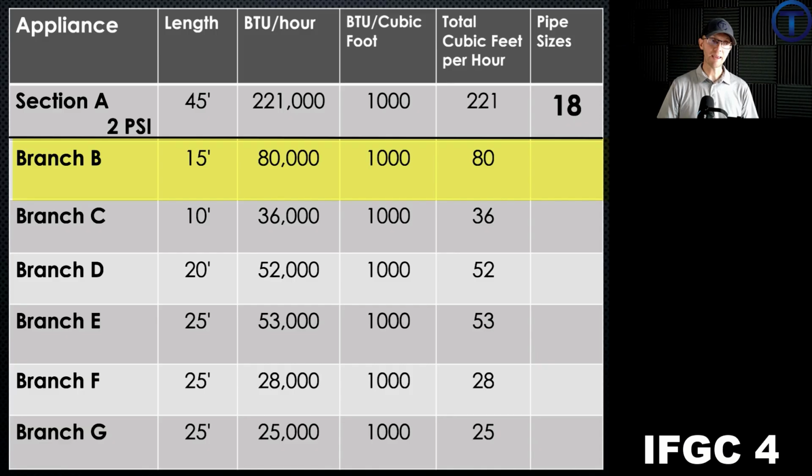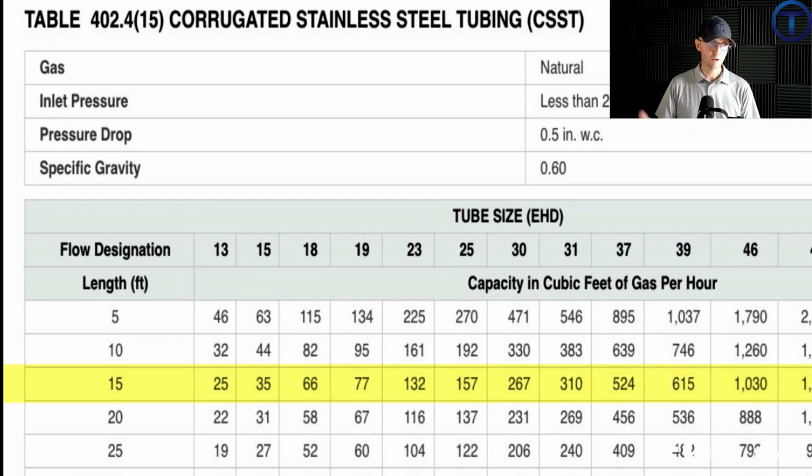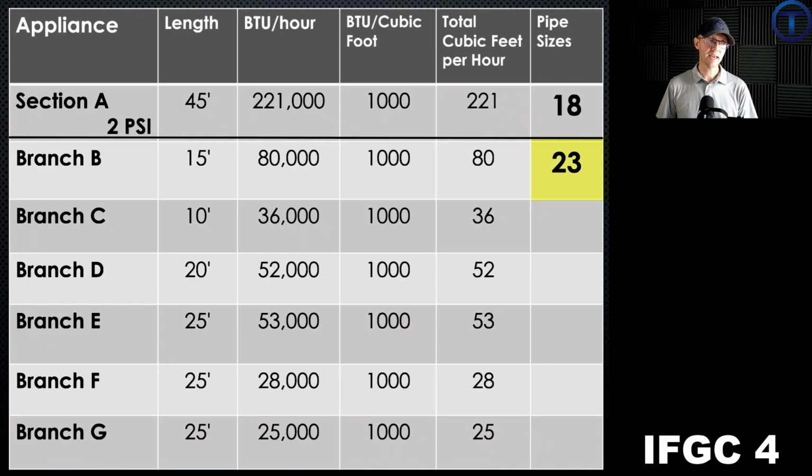We've got branch B with 15 feet and 80 cubic feet per hour. This is everything downstream from the regulator and branching off of the manifold. So if we have 15 feet and 80 cubic feet per hour, we have a line 15 here. Let's take that, come across with 80. It's more than 66, more than 77. It's less than 132. So we come to the top and we find a tubing size of 23. We'll put that on our table.